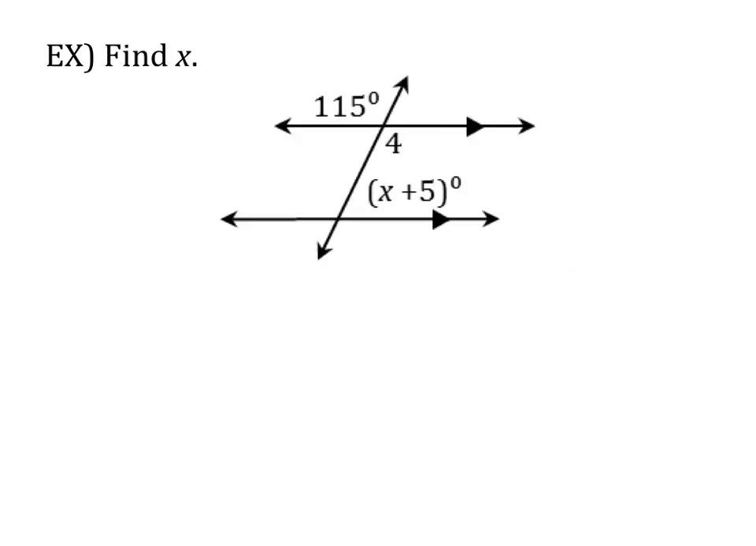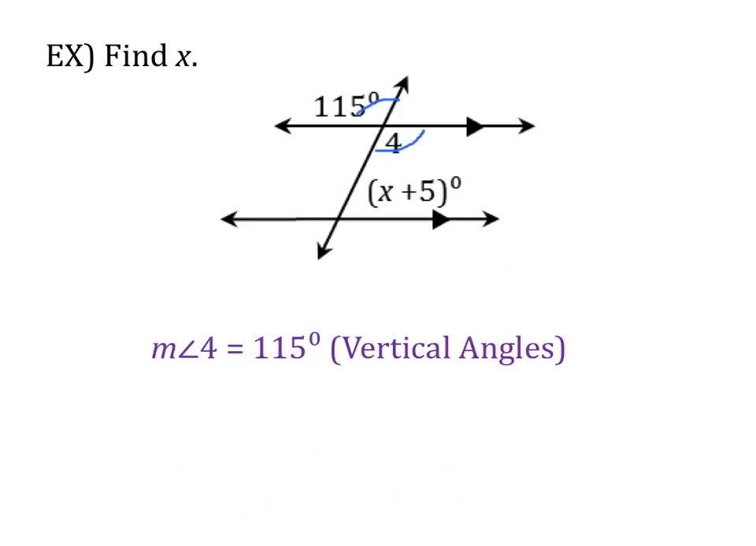Now let's try this example. Find x. Look at the picture, pause the video, and see if you can find x on your own. Hopefully you notice that angle 4 is the vertical angle of 115 degrees, so that means the measure of angle 4 is equal to 115 degrees.